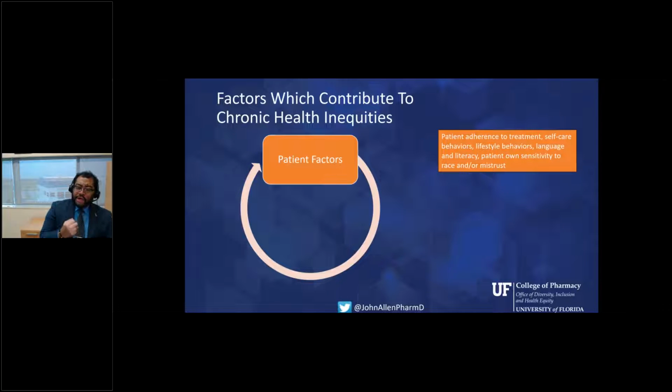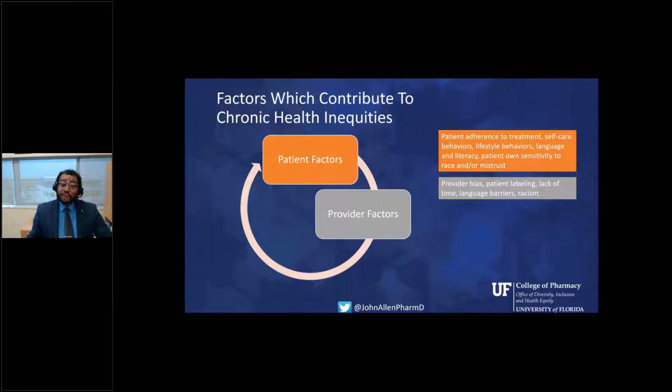And so understanding that as the backdrop and recognizing that health disparities is not something that just developed, let's take a few moments to unpack what are some of those factors that contribute to chronic health inequities. And so among those is patient factors, certainly. So patient adherence to treatment. We talk about self-care behaviors and lifestyle behaviors. Language and literacy. Does the patient have high health literacy or low health literacy? And their own sensitivity to their own race, but also potentially experiences with the healthcare community.